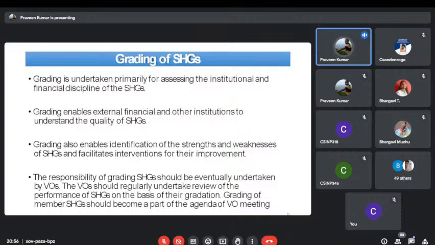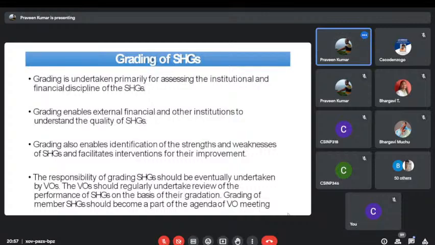Grading is undertaken primarily for assessing the institutional and financial discipline of the SHGs. Grading enables them to get bank loans. Grading also enables identification of the strengths and weaknesses of SHGs, facilitating interventions for their improvement. The responsibility of grading SHGs should eventually be taken by VOs. As I told you earlier, the responsibility for SHGs should be taken by VOs.